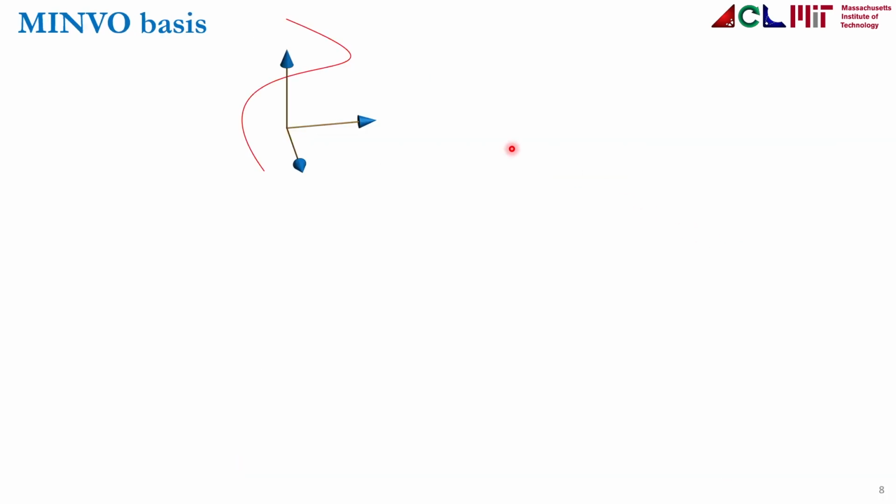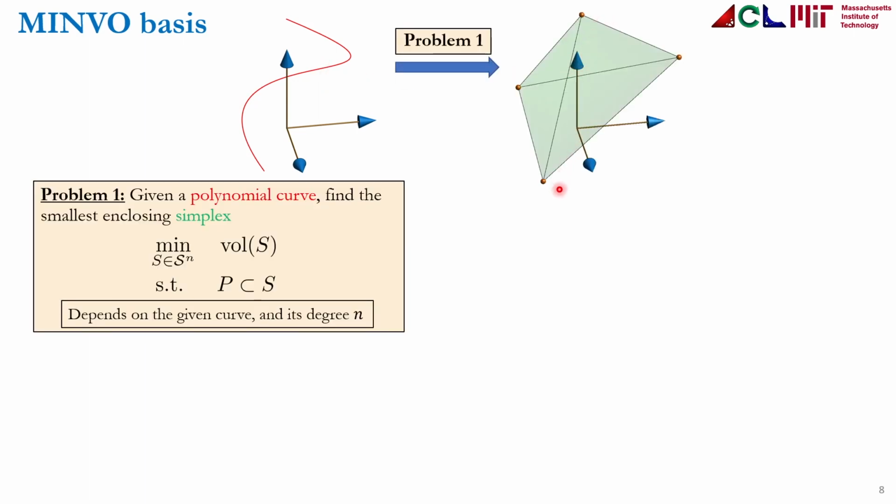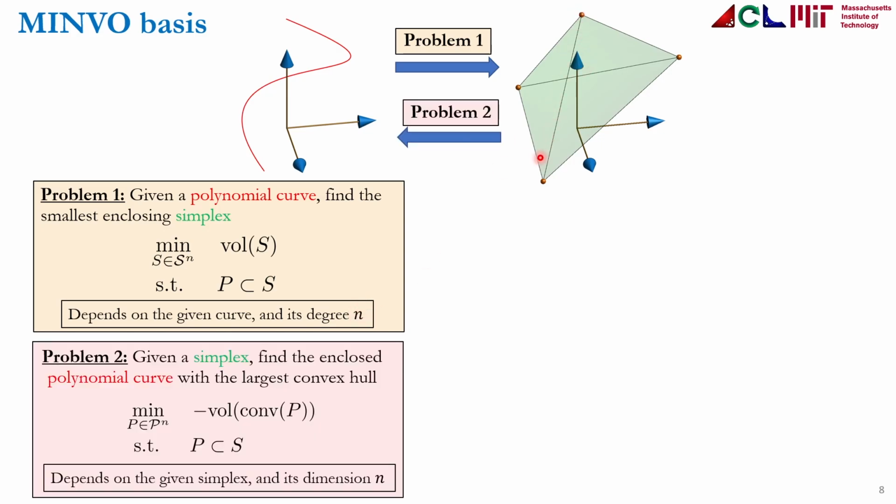So again, the idea of the MINVO basis is that we are given this polynomial curve in red, and we want to find the tightest possible simplex in green that completely encloses this polynomial curve. And this is problem 1 here. Of course, the solution for this problem 1 will depend on one hand on the given curve, and on the other hand on the degree of this curve, n. We could also be interested in the opposite problem, where we are given the simplex, and we want to find the polynomial curve that has the largest convex hull and that is completely enclosed within this simplex. And this is problem 2 over here, which in this case, of course, will depend on the given simplex and also on its dimension n.